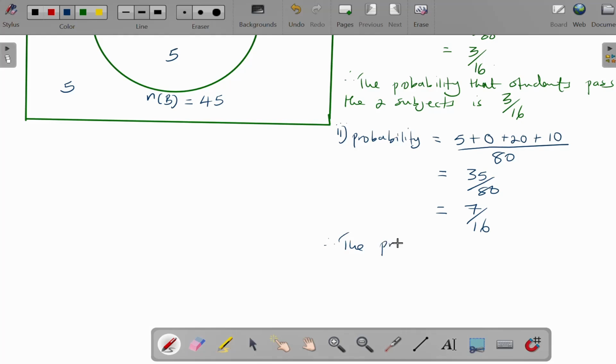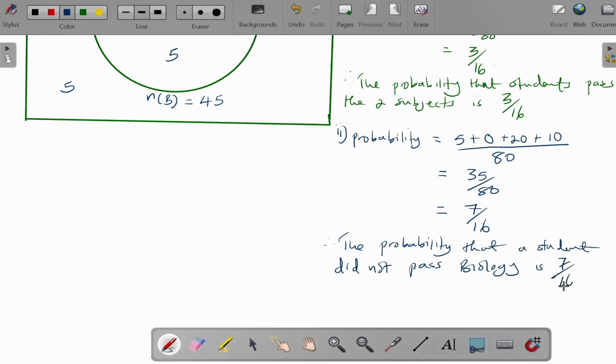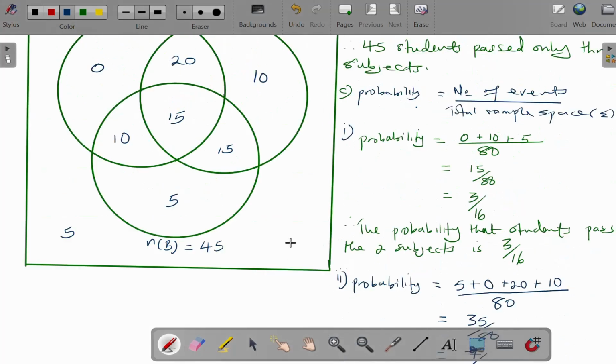Therefore, the probability that a student did not pass biology is 7 divided by 16.